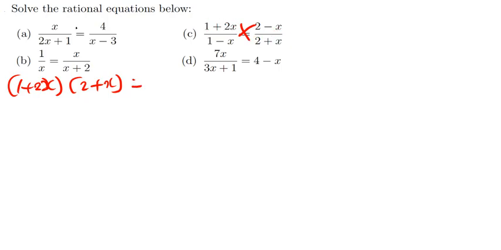Should be equal to, then we are going to multiply this part by that. So 1 minus x and also 2 minus x, like that. As simple as that. So there we go. Let's now try to expand.